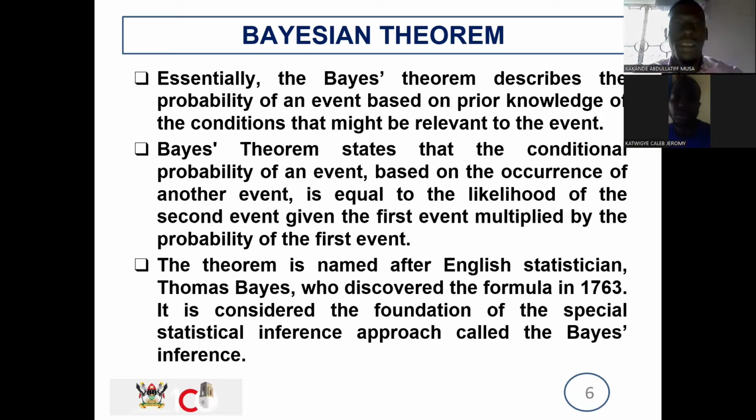So the theorem is named after the statistician Bayes, who discovered the formula in 1763. It is considered the foundation of a special statistical inference approach called Bayesian inference.